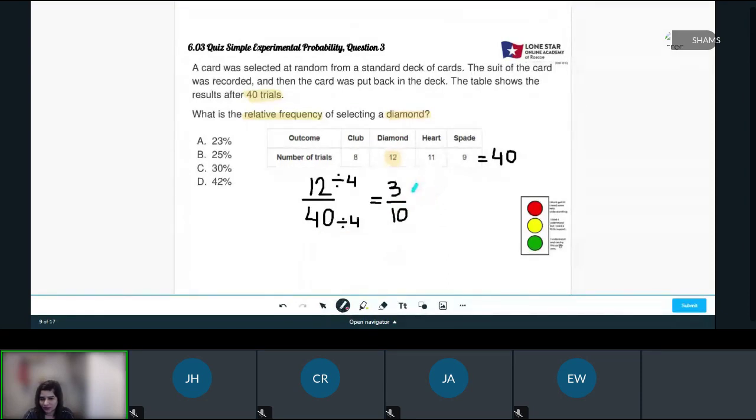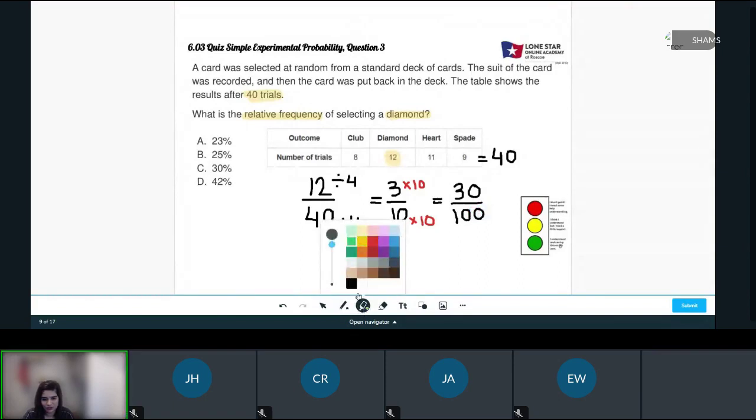Percent will be a number out of 100. So you can make it out of 100 by multiplying by 10. If you multiply it by 10, you will get 30 over 100. 30 over 100 is 30%. Right? Anything out of 100 is talking about percent. So 30 over 100 will make 30%. That's how you can change it to percent.